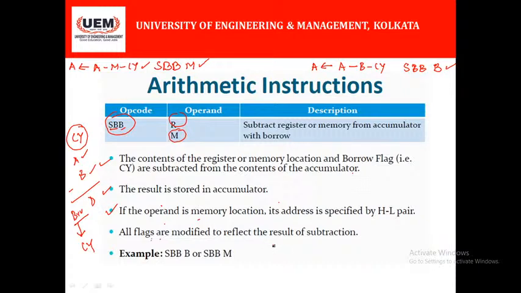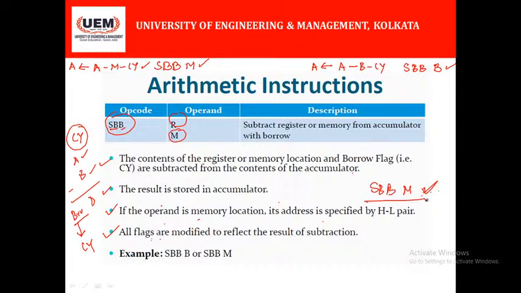We need to understand it very carefully. If the operand is in memory location, its address is specified by the HL pair. All the flags are modified to reflect the result of subtraction. So if we are writing, say, SBB M, then it is a dependent instruction, we all know. M is basically the memory location.